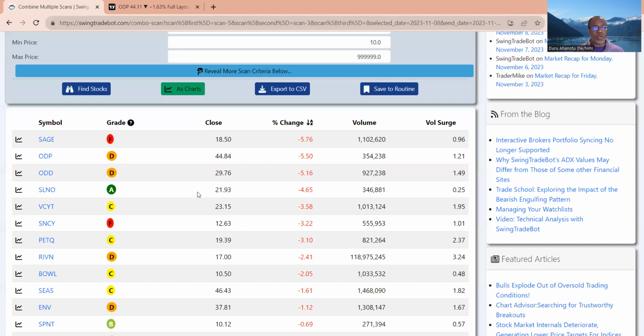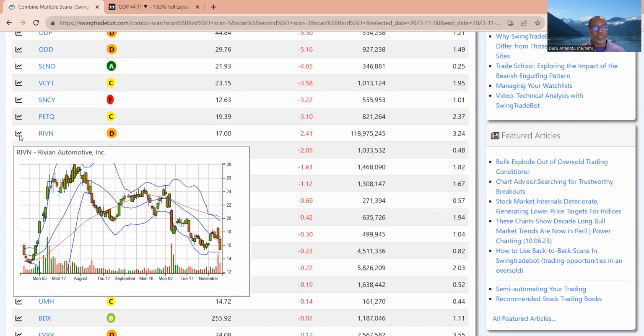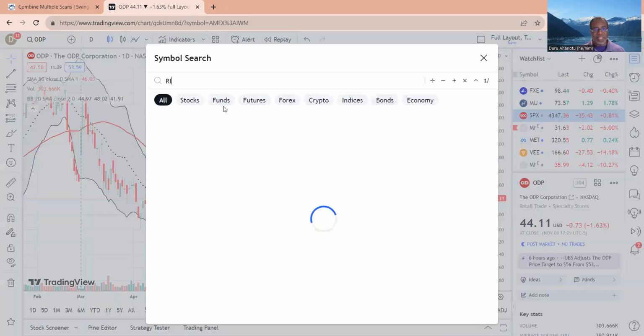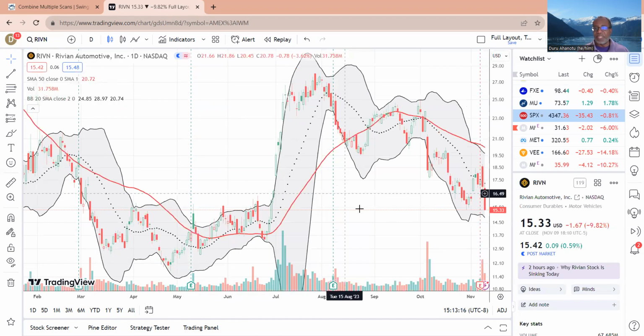So let's see if we can find one more. I'm going to look for a stock that's probably well known. Here we go, Rivian. And I know this one is right because I remember seeing the headlines about the positive bump from earnings, and then I looked and then it was down. So here's Rivian. You could clearly see the nice gap up here, and then it closed the day down. What did it close down? 2.4%.